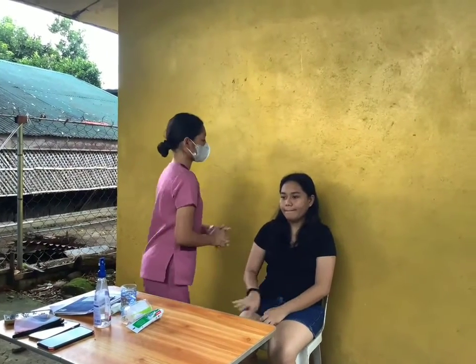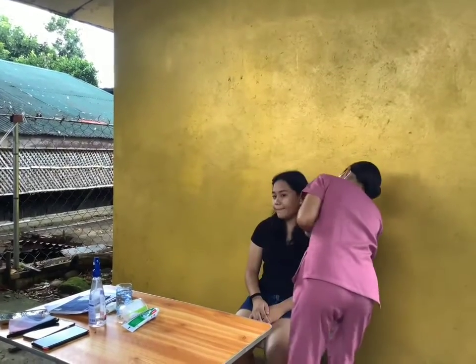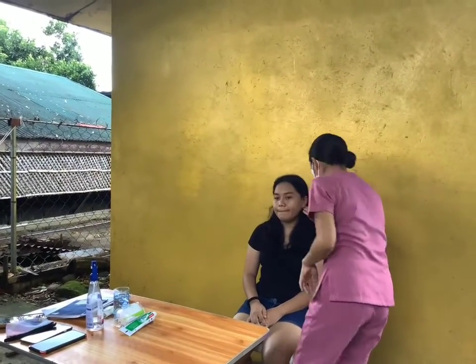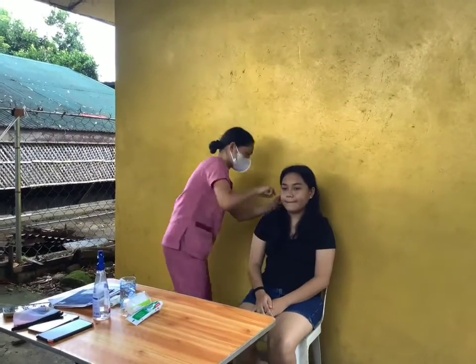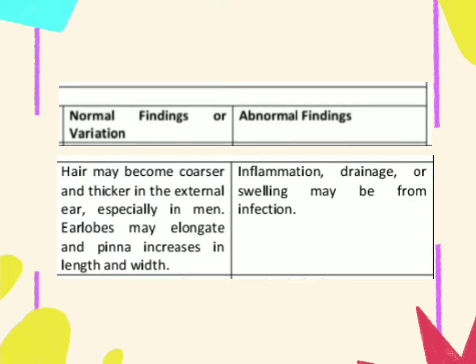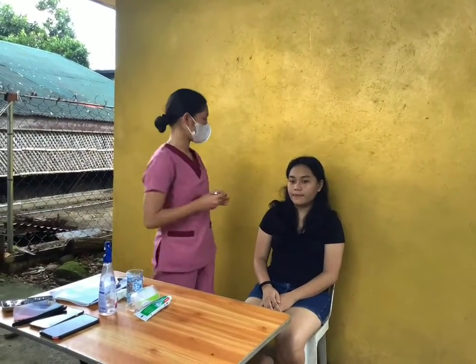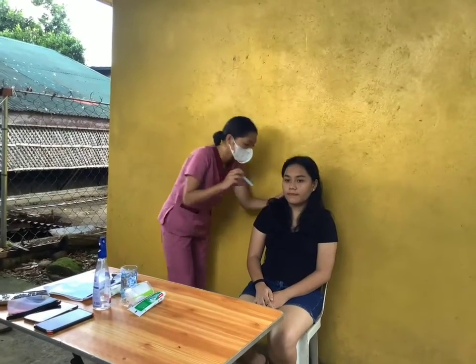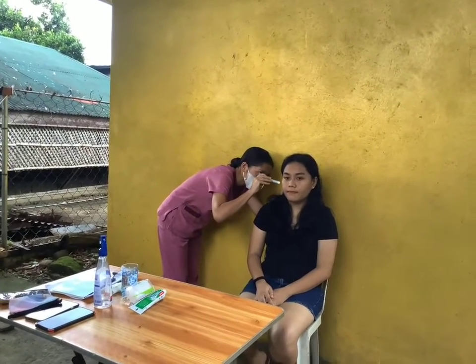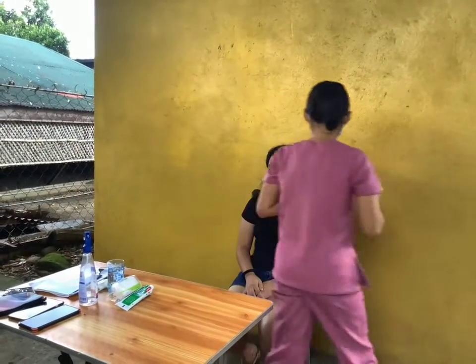Inspect the external ear. Observe shape, color, and hair growth. Also look for lesions or drainage. Perform an otoscopic examination to determine quantity, color, and consistency of cerumen. Since we don't have an otoscope available in our house, I use a penlight instead as a substitute.